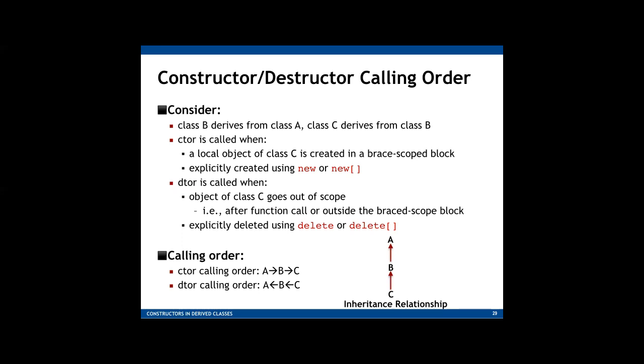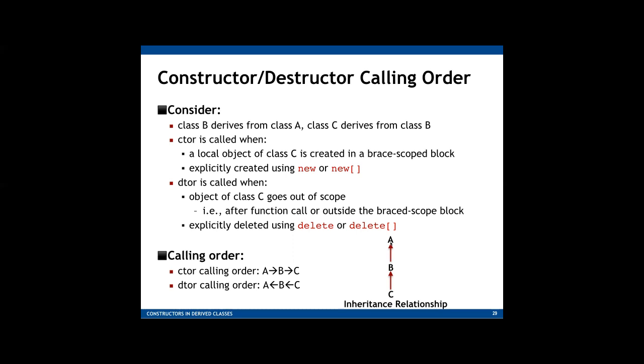The order of calling constructor and destructor is different. Assume that there is some inheritance relationship like this one. Assume that class B inherits class A and class C inherits class B. So A is the parent class of B and B is the child class of A. Similarly, C is the child class of B and B is the parent class of C. So there is a relationship between these three classes.